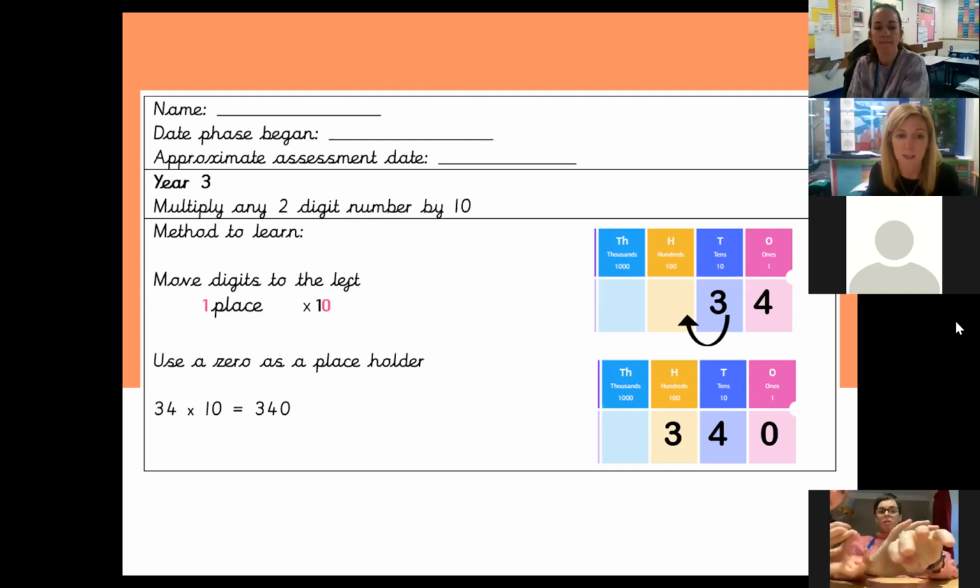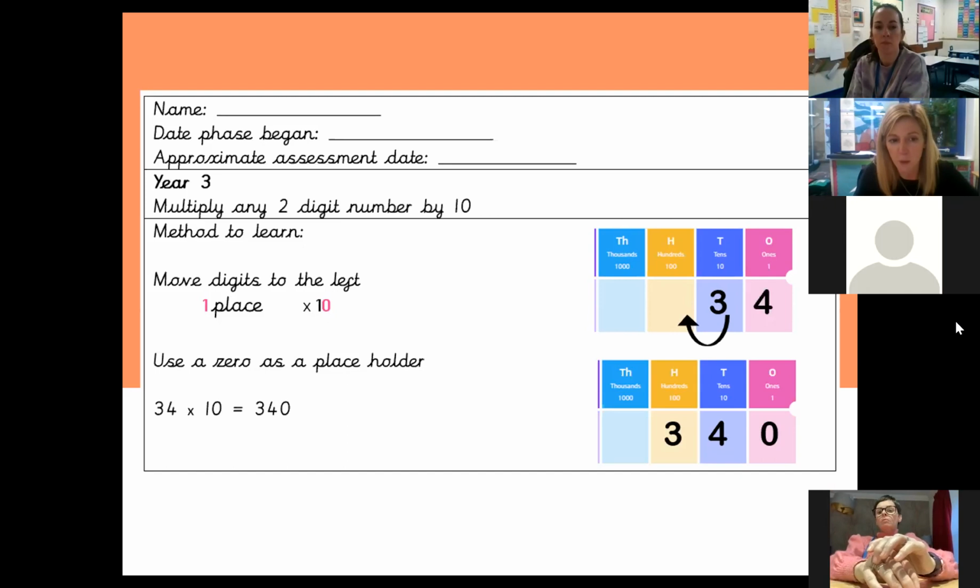So this is a year 3 objective, multiplying any 2-digit number by 10. And we do that through using place value and the place value grid. We don't do the whole add a 0, because then that confuses them when we get onto decimals later in school. So this is the method we teach.